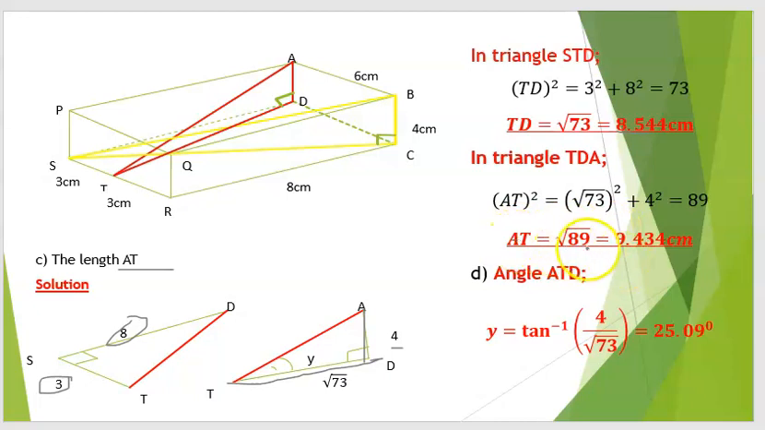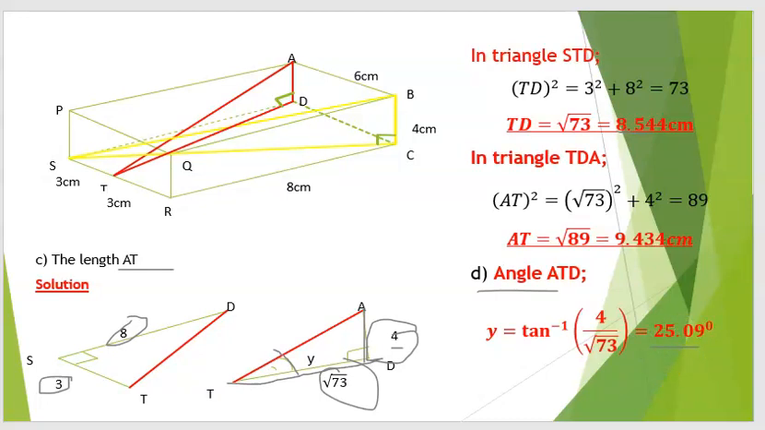Therefore, AT will be the square root of 89, which gives me 9.434 centimeters. Then you are required to find angle ATD, this angle Y here. Now remember, we have 4 here, and I have the square root of 73. So again, I'll use the tan inverse of 4 over the square root of 73, which gives me 25.09 degrees.